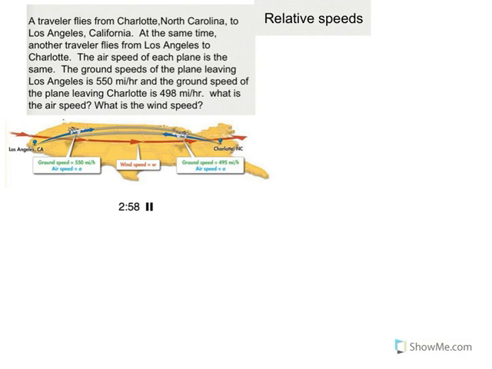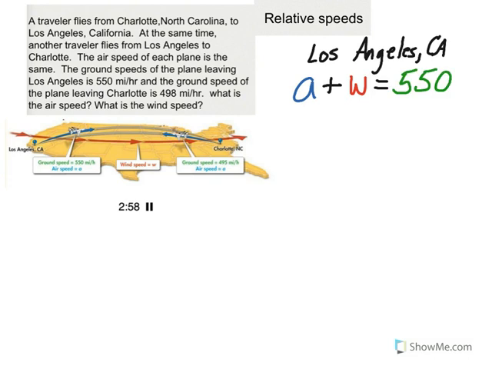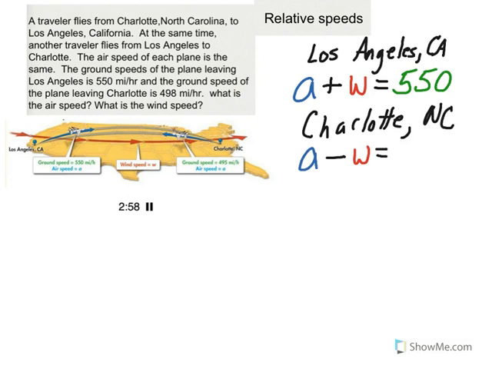So let's go ahead and solve this problem. The plane traveling from Los Angeles has a tailwind. So we know the airspeed plus the wind speed is going to give us the ground speed, which we know is 550 miles per hour. The plane leaving from Charlotte has an airspeed that is the same as the Los Angeles plane, and a wind speed that's the same, only this time it's a headwind. So we're going to have to subtract that from the airspeed, and that gives us that plane's ground speed, which we know is 495 miles per hour.